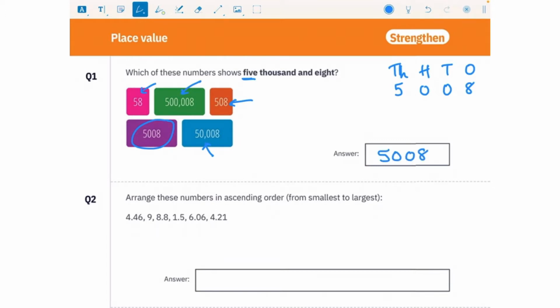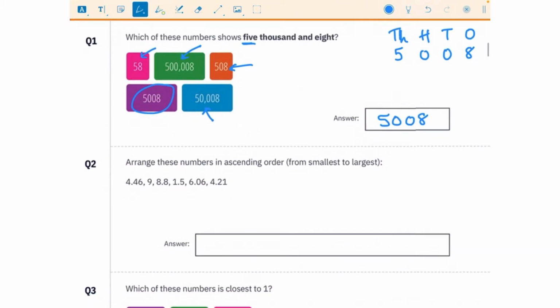Question number 2. Arrange these numbers in ascending order from smallest to largest. So again, I'm going to line these up on top of each other. 4.46. 9 is in the ones column. 8.8 is like that. We can put 9.0 if you find it helpful. 1.5. 6.06. 4.21. So notice that we've lined up those decimal points. These are all in the ones column. This is the tenths column. And this is the hundredths column.